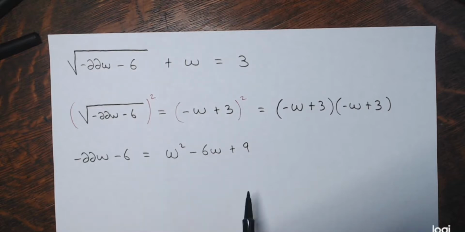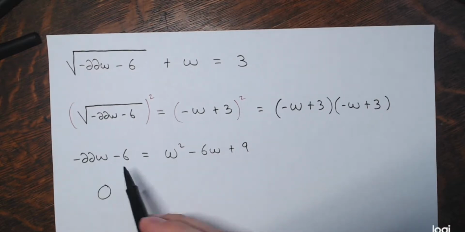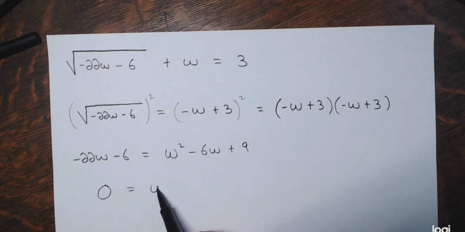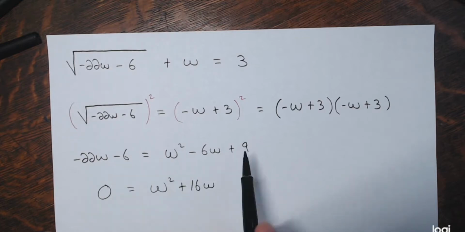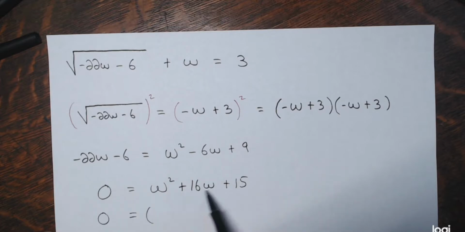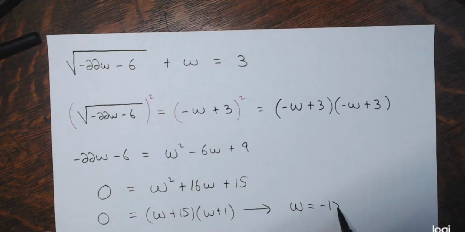Now let's solve this quadratic equation. So I'd be adding 22w and adding 6. We have 0 equals w squared, and then negative 6 plus 22 would be plus 16w, 22 minus 6 is 16. And then 9 plus 6 is plus 15. And we have 0 equals, and this factors nicely to w plus 15 times w plus 1. So the only possible solutions are negative 15 or negative 1. But don't forget to check.